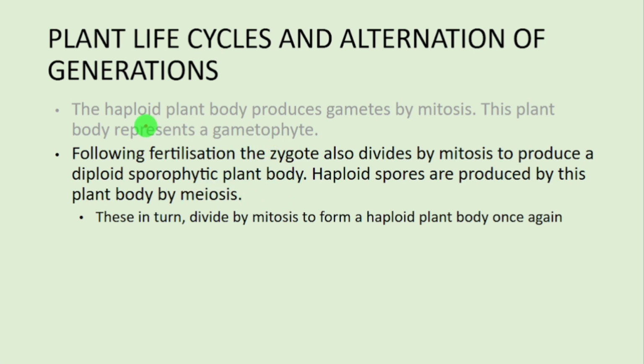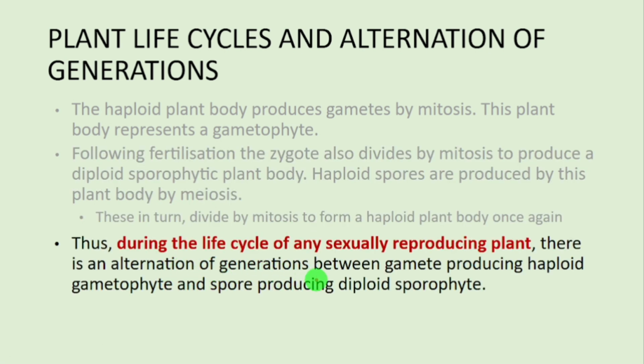Gametophytic is haploid in nature and this one is diploid. And then sporophyte will produce haploid spores by meiosis. Then these spores will germinate and form gametophyte again. So during the life cycle of any sexually reproducing plant, there is alternation of generations between gamete producing haploid gametophyte and spore producing diploid sporophyte.